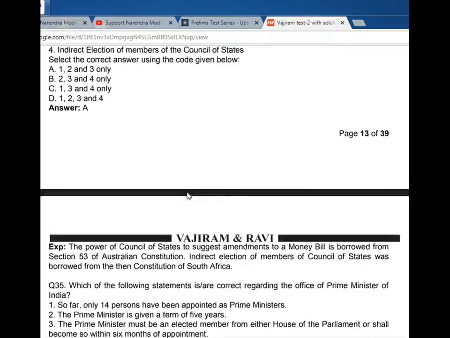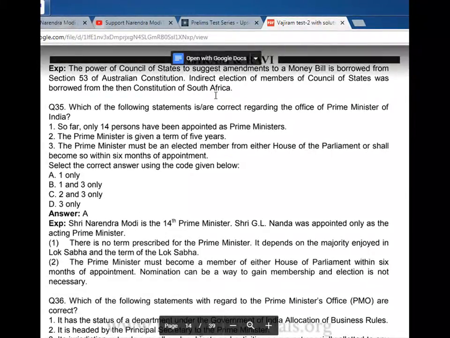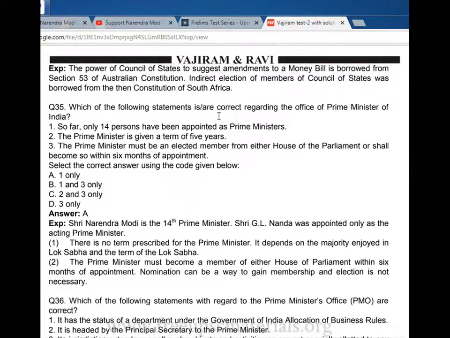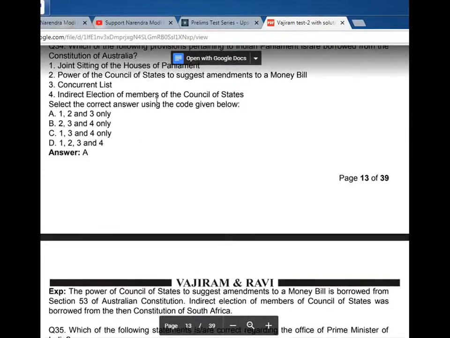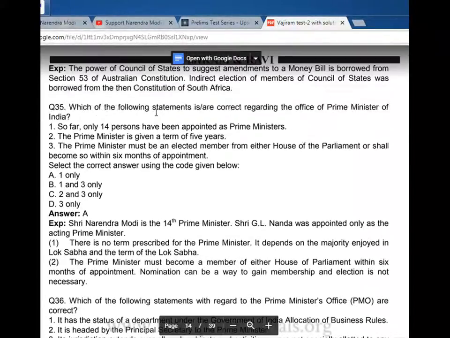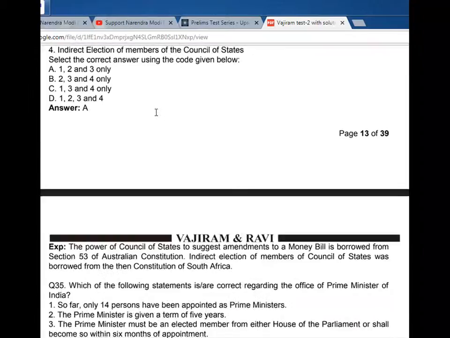So, the last question. The power of the Council of States to suggest amendments to a money bill is borrowed from section 53 of the Australian Constitution. Indirect election of the Council of States was borrowed from South Africa. That is the indirect election. But from Australia it is the concurrent list.